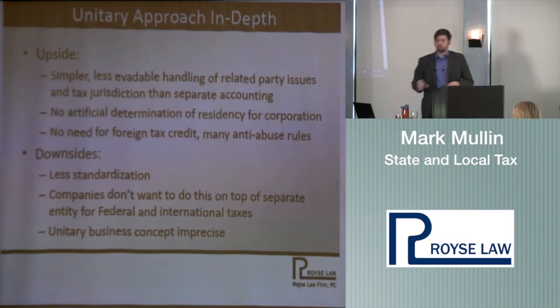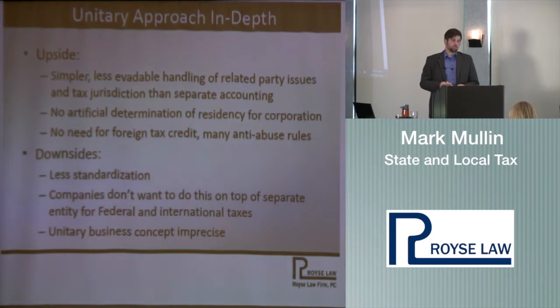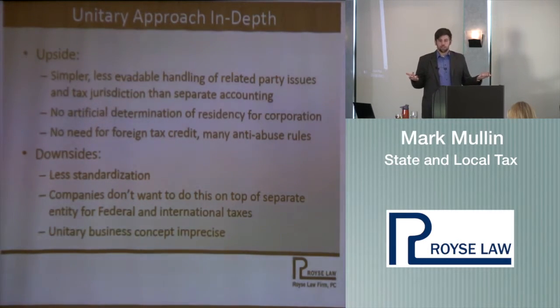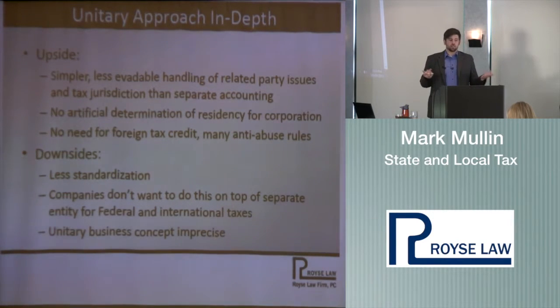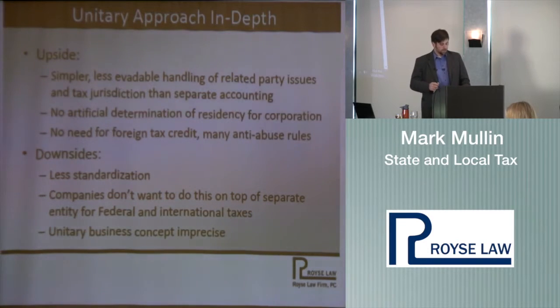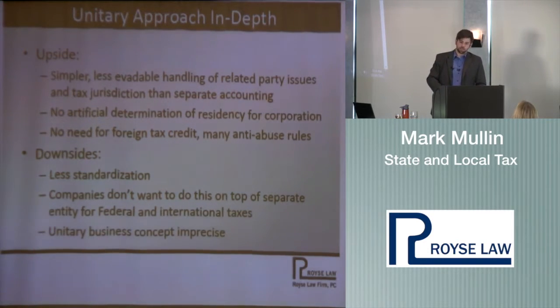So the upside of the unitary business approach is that for related party transactions, it's a much simpler thing than having to worry about transfer pricing and all these other different anti-abuse rules that come with separate entity accounting. There's no artificial determination needed of residency for a corporation. I happen to think that makes a lot of sense from a policy perspective. It doesn't make any sense that a corporation has a residency. There's no need for foreign tax credit if you have a pure unitary system that's worldwide. And so there's a lot to recommend there from a policy perspective.